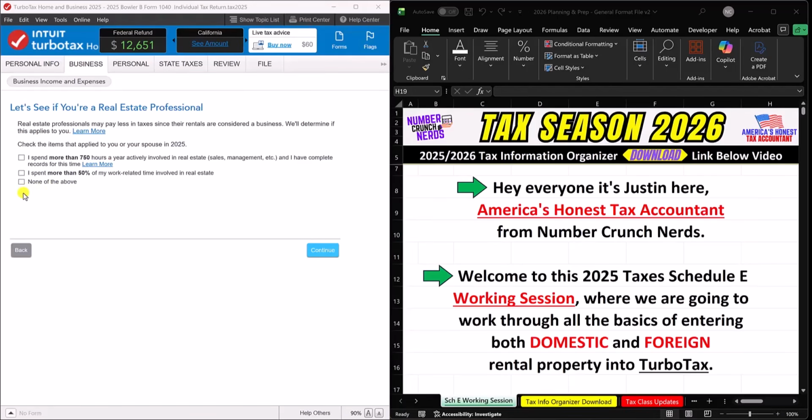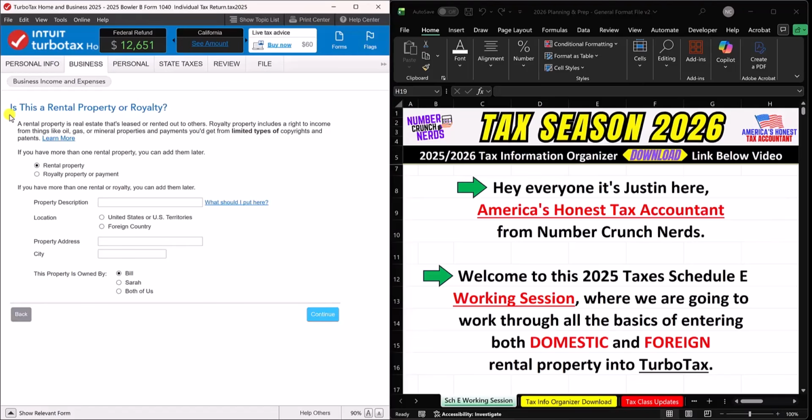For most people who have a handful of rental properties, even if you are the one dealing with maintenance issues or finding tenants, collecting rent, and so forth, more than likely you do not meet either of these two requirements. Generally speaking, this is a pretty easy test to figure out. You are either in the business of dealing with real estate or you are not. And for most people, the answer is you are not, so we're going to click none of the above and click continue.